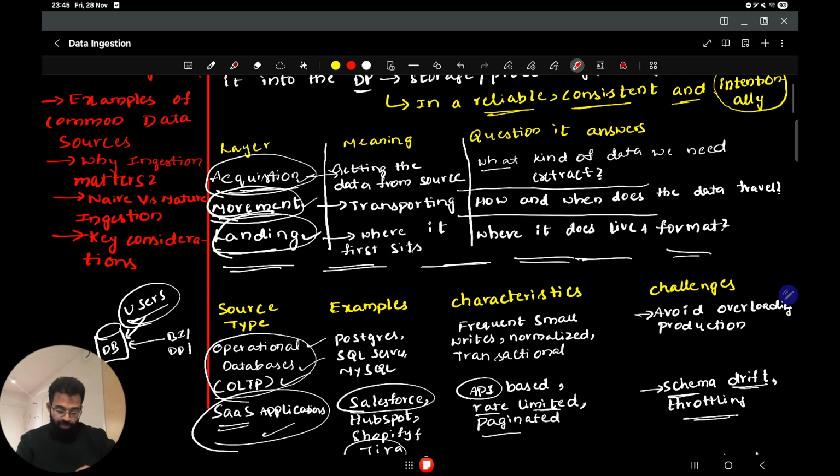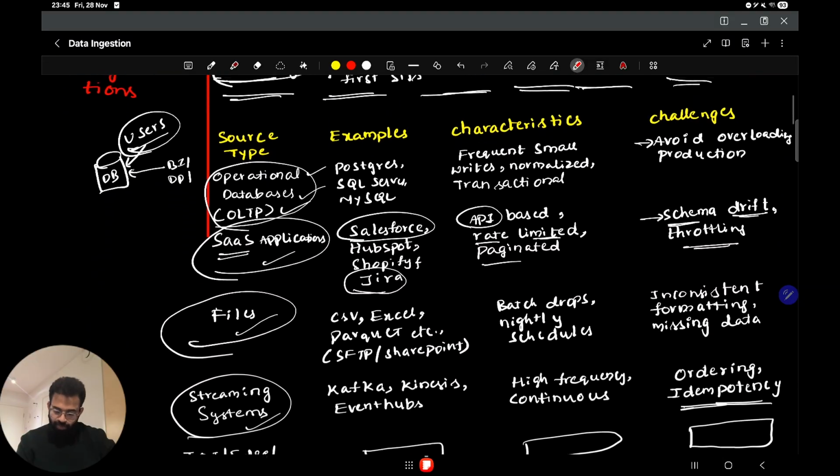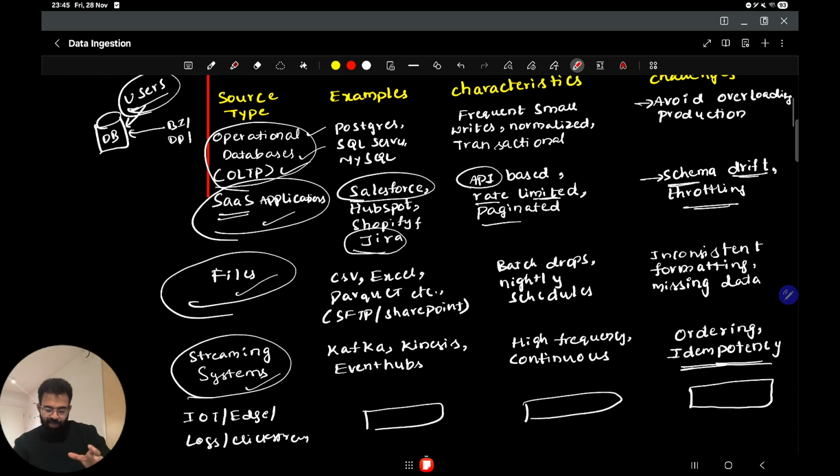And I think it will really help you if you understand what the common source types are, what the examples for them are, what the characteristics of those sources are, and what the challenges are when you are planning to design or develop a data pipeline which connects to the source, acquires the data, and then stores it in the landing zone in your data platform.